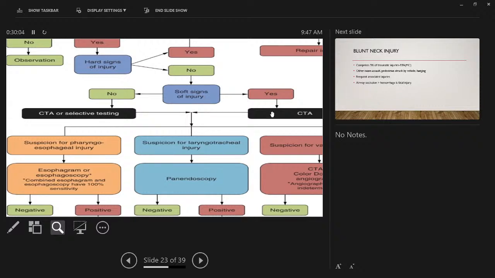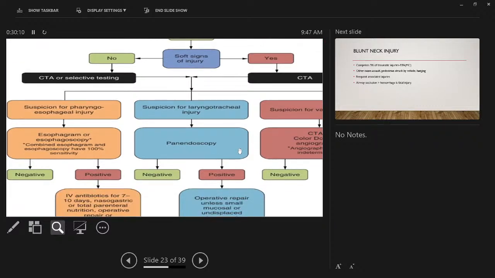Then check for pharyngoesophageal injuries, laryngotracheal injuries, and vascular injuries. If there is any suspicion of pharyngoesophageal injury, go for esophagogram or esophagoscopy. If both are combined, the sensitivity is 100%. If the test is negative, just keep the patient under observation. If it is positive, the patient is mostly managed conservatively, and if conservative management fails, the patient is taken for surgical repair.